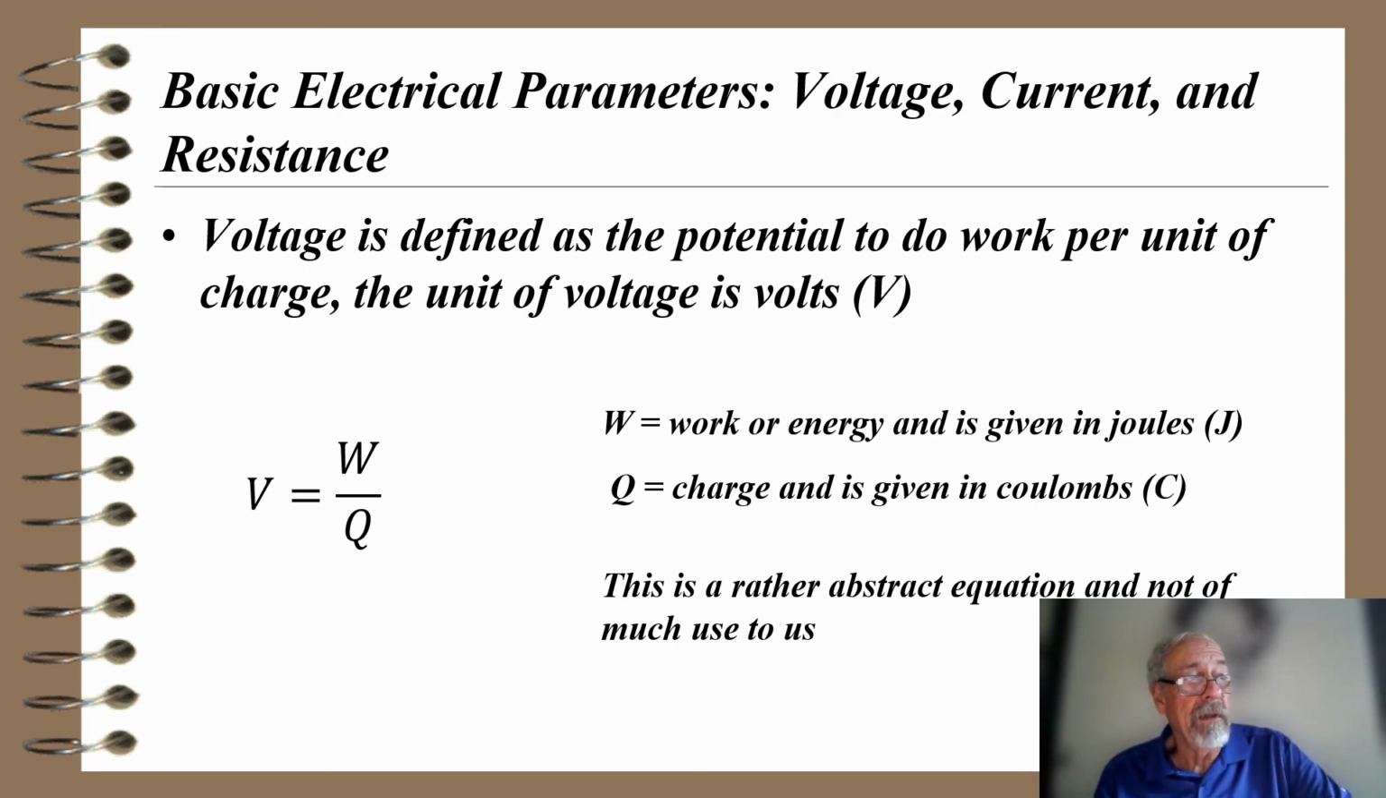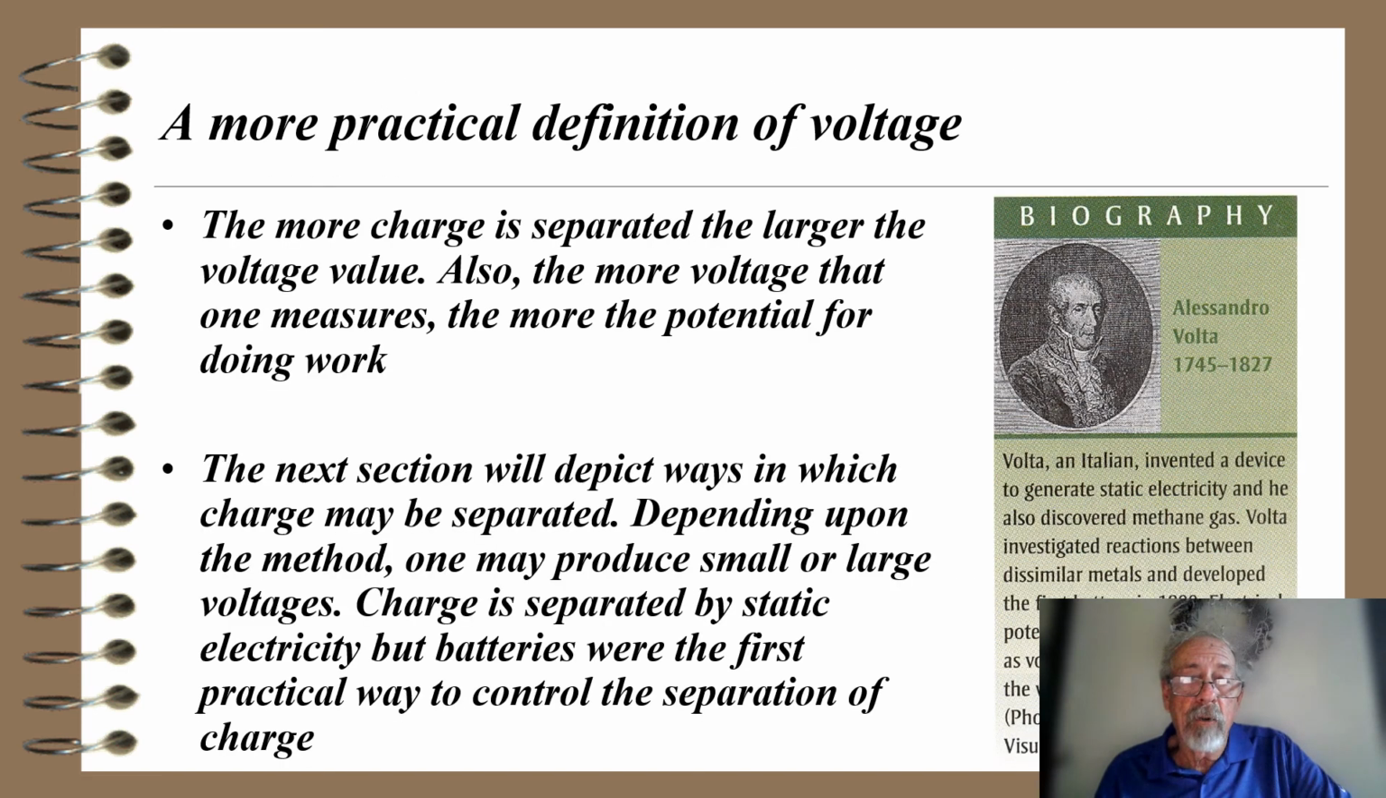So it turns out that, again, you might want to have a more practical definition of voltage. The more charge is separated, the larger the measured voltage value. Also, the more voltage that one measures, the more potential for doing work. So in the next section, we'll depict ways in which charge may be separated. Depending upon the method, one may produce small or large voltages. Charge is separated by static electricity, but batteries were the first practical way to control the separation of charge.